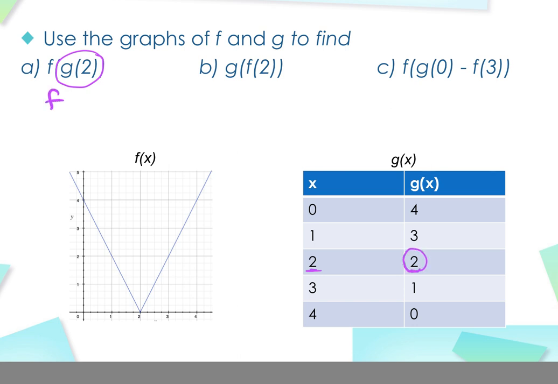Then I want to find f of that answer, and f of 2, I go to the graph on the left. I find where my x is 2, and the corresponding y there is 0. So only the last answer. It's not like a two-part answer. That is your answer.